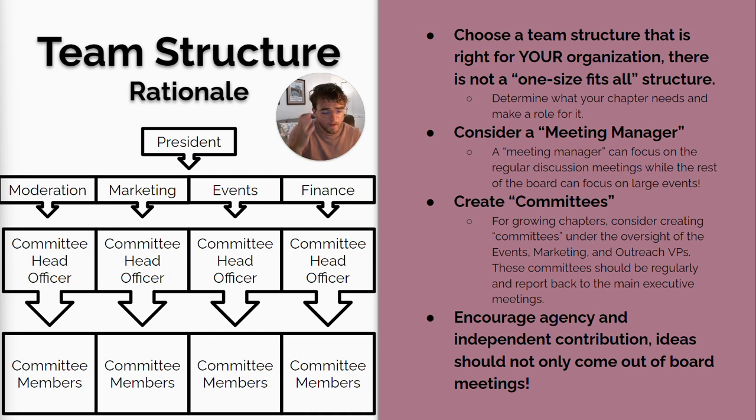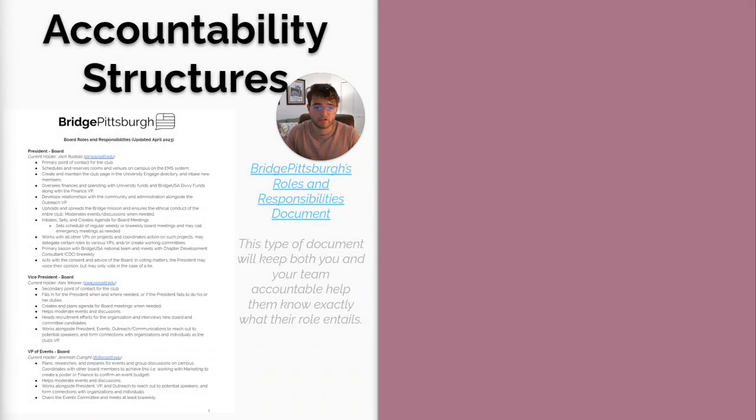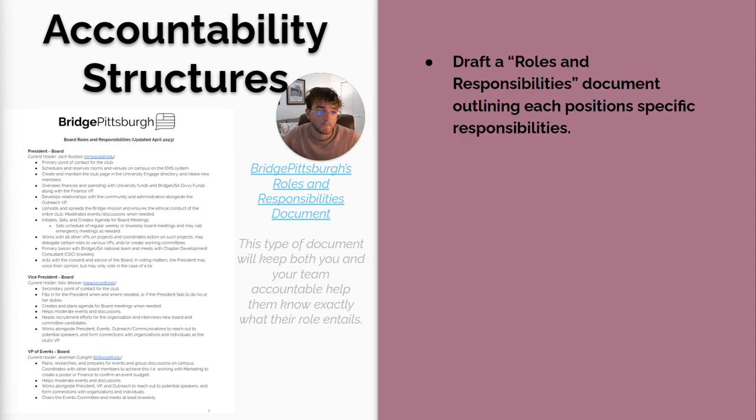Another thing that is important with having a team structure and having a team is having accountability structures as well. Here to the left, you see an example of Bridge Pittsburgh's roles and responsibilities document. This is basically just an outline of each role, their holders, whoever holds the role, and all the responsibilities of that role. This is just a great way to ensure transparency and understand what each board member needs to do for their role.